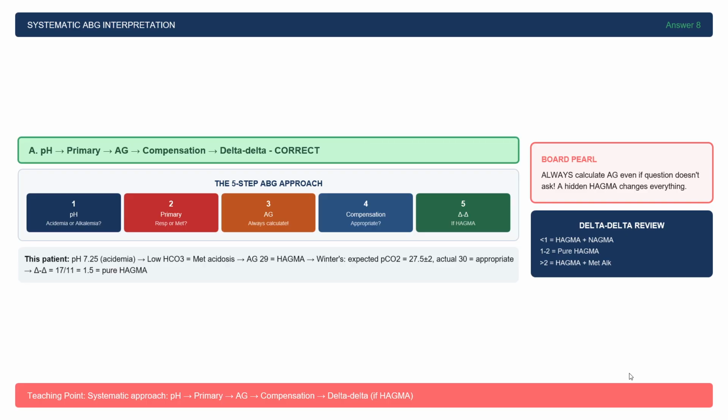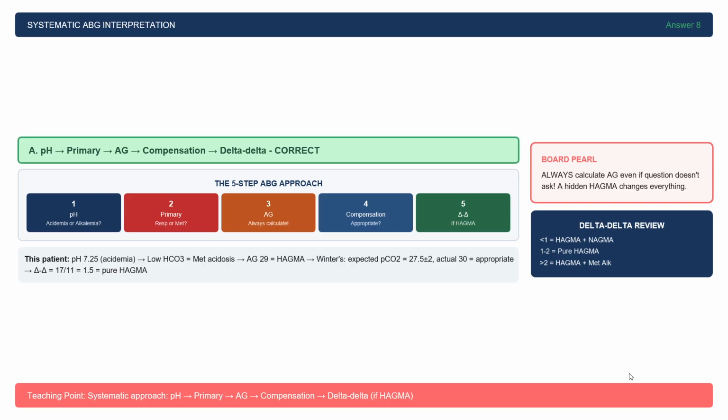Second, identify the primary disorder. Ask yourself whether the problem is metabolic or respiratory. The easiest way to do this is to look at which value, PCO2 or bicarbonate, is moving in a direction that explains the pH. Third, always calculate the anion gap, even if the question doesn't specifically ask for it. Missing a high anion gap can completely change your interpretation and make you miss mixed disorders.